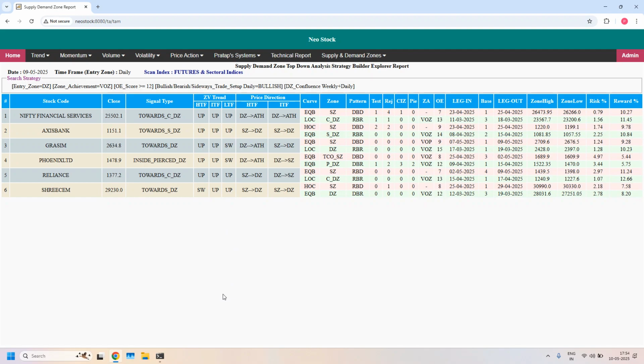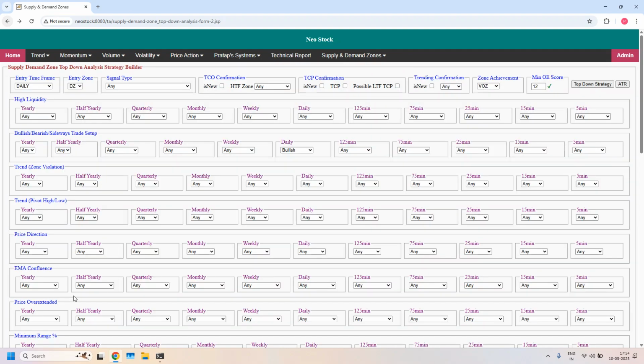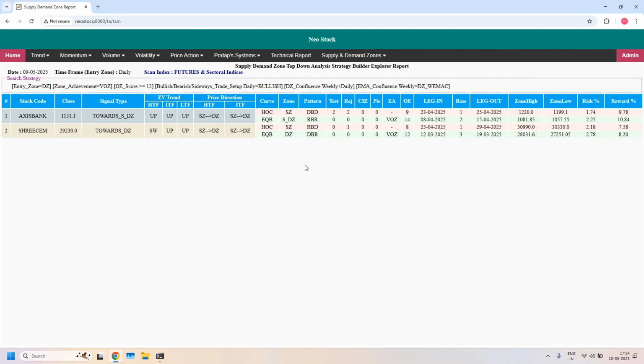So let's further filter based on the weekly demand zone having weekly EMA confluence. Two stocks are filtered. So these two daily demand zones are having more high probability to get success based on LTF and ITF demand zone confluence and ITF EMA confluence.